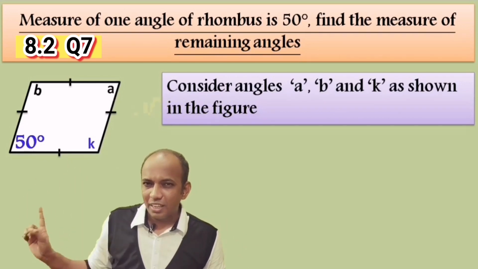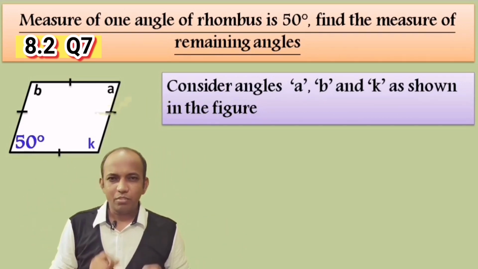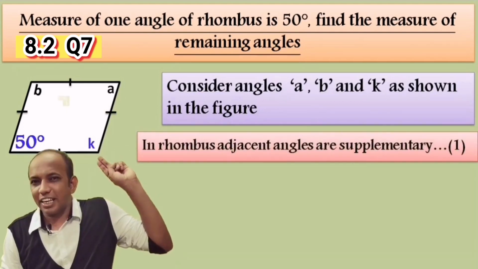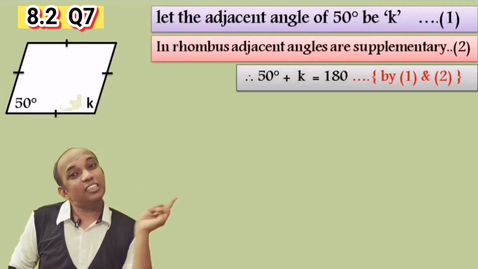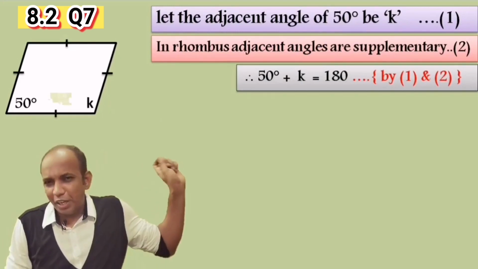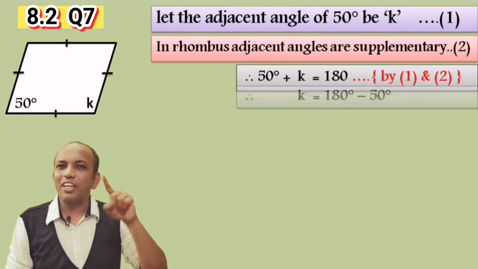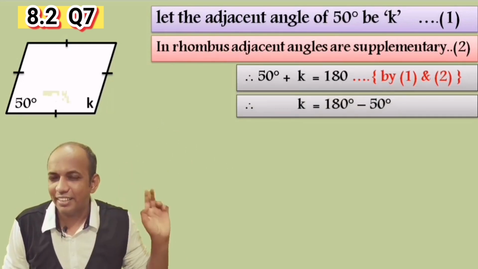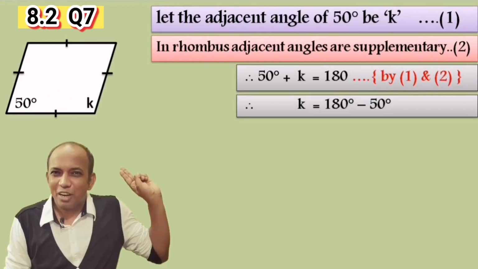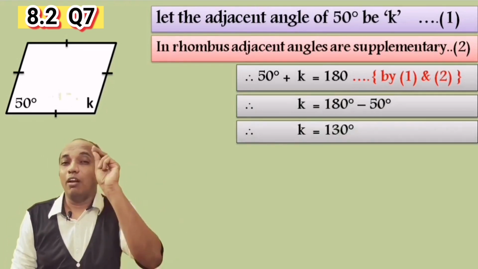So 50 degree plus K equals 180 degree, right? After that, that 50 degree will be shifted to the other side of the equality, where it goes in subtraction with 180. So what do we get? K equals 180 minus 50, and as a result we get the answer 130 degree, right? Now mention that 130 in the diagram also, correct?